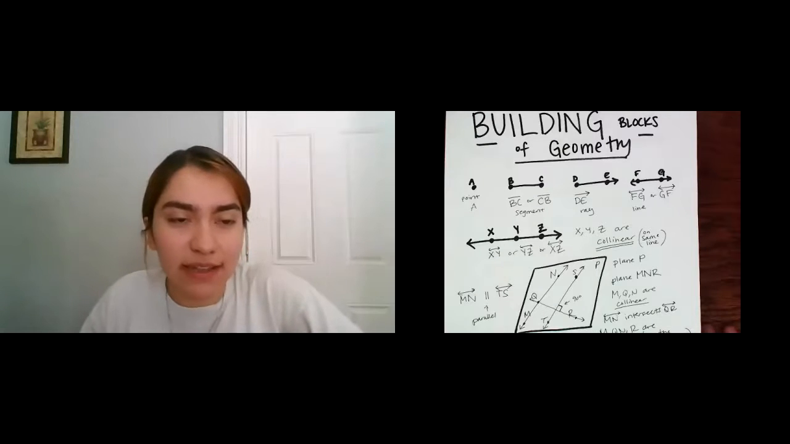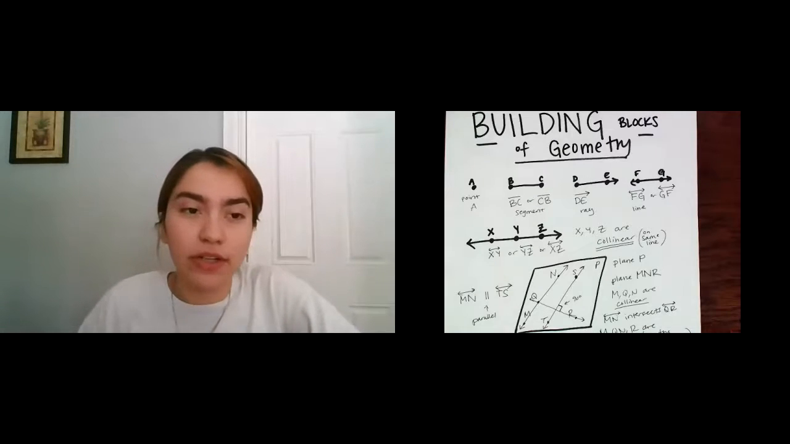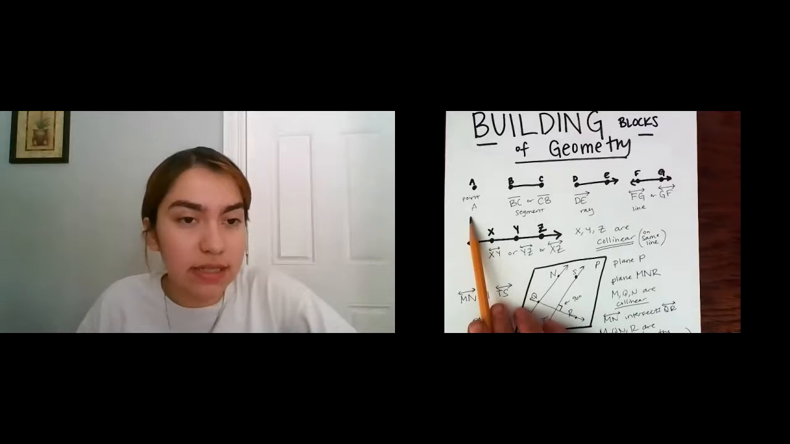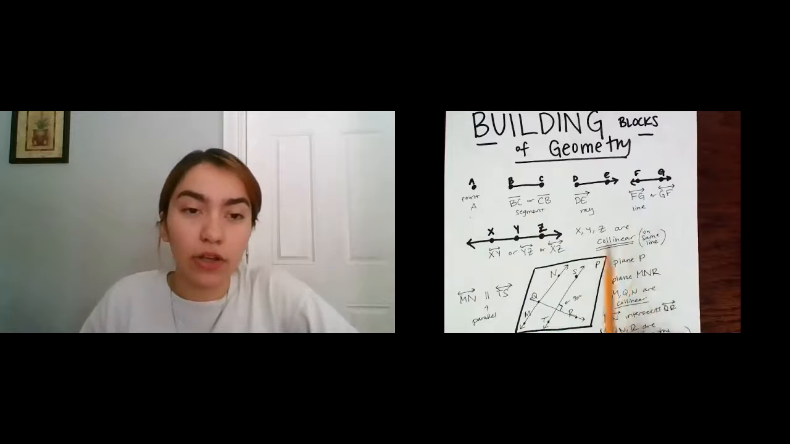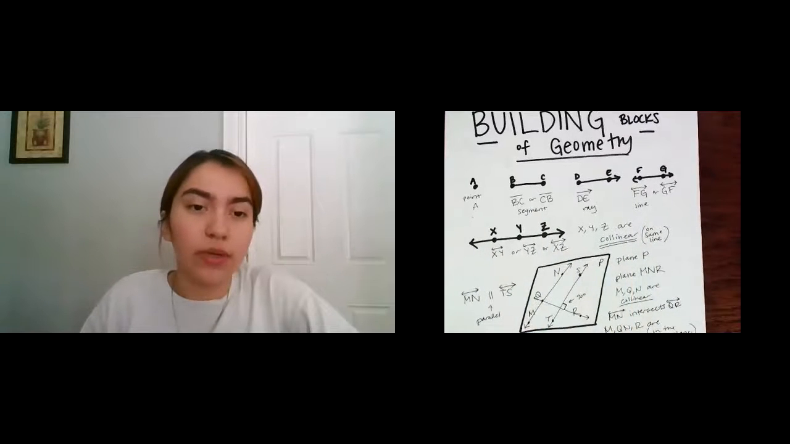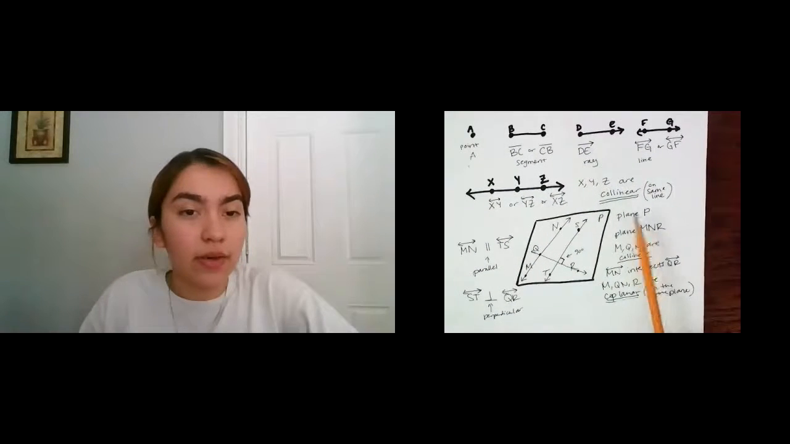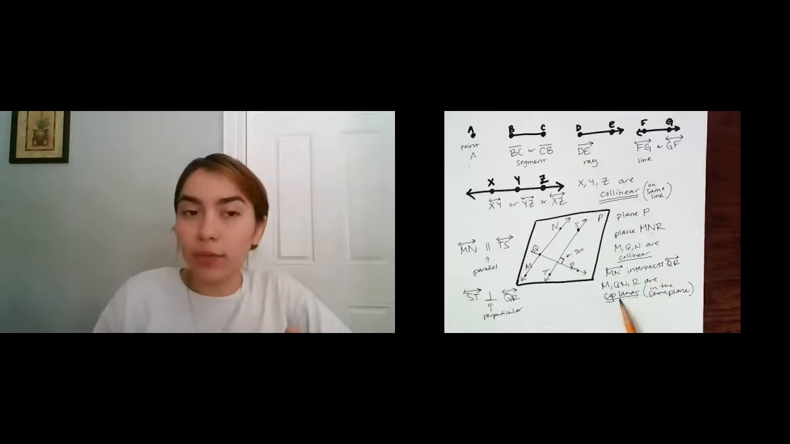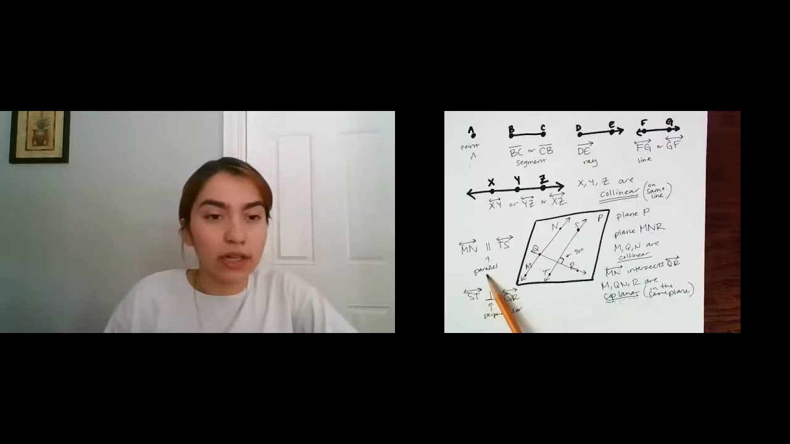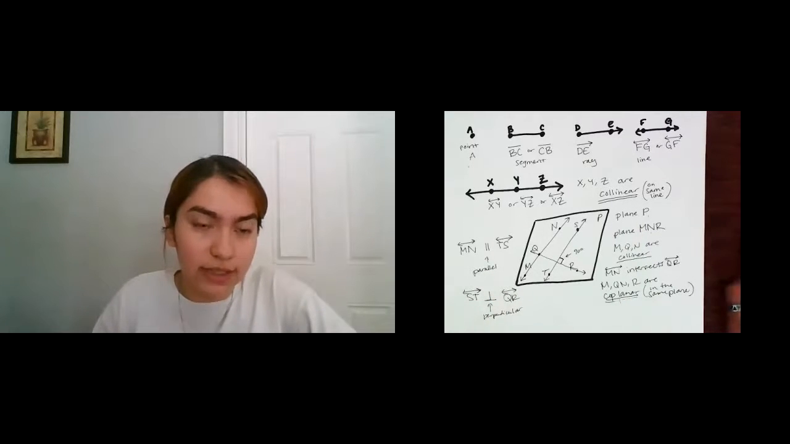So to wrap us up today, let's do a really quick review on what we learned. We talked about a point, we talked about a segment, a ray, a line, collinear points. We talked about a plane. We talked about intersecting lines. We talked about coplanar points, talked about parallel lines, perpendicular lines.